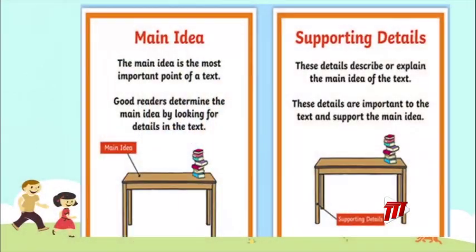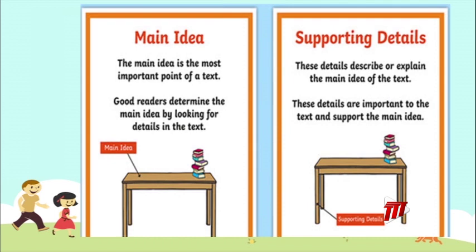Just to recap before we move forward, what is the main idea? It's the most important point of a text. Good readers determine the main idea by looking for details in the text. And we just did that 4 times, and you did so well. Supporting details. These details describe or explain the main idea of the text. These details are important to the text and support the main idea.